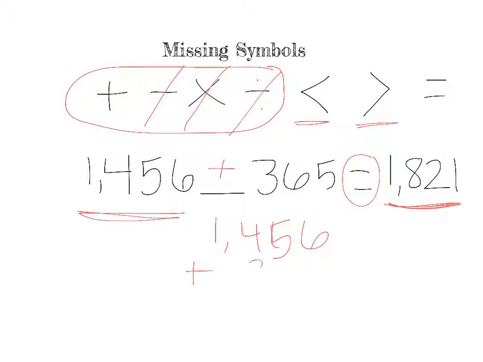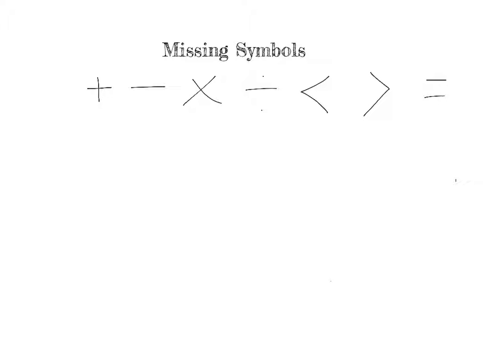1,456 plus 365. 6 plus 5 is 11. 1, carry the 1, plus 5 is 6, plus 1 is 12. 4 plus 3 is 7, plus 1 is 8. Drop my comma. 1 plus nothing is 1. Okay, so 1,456 plus 365 does indeed equal 1,821.